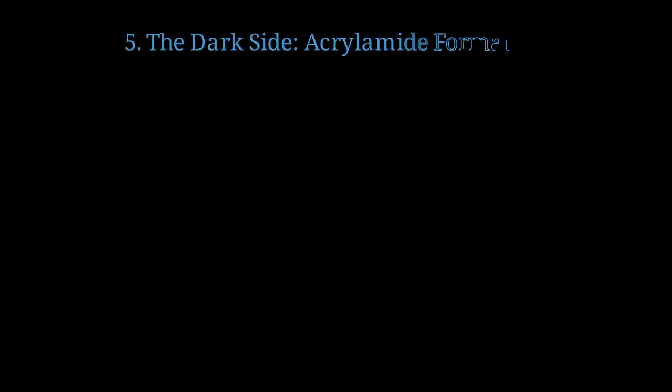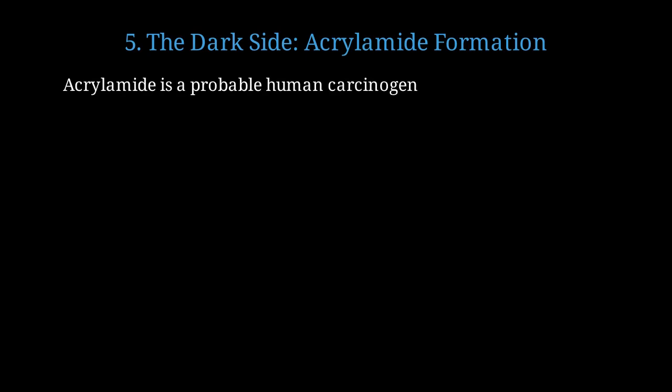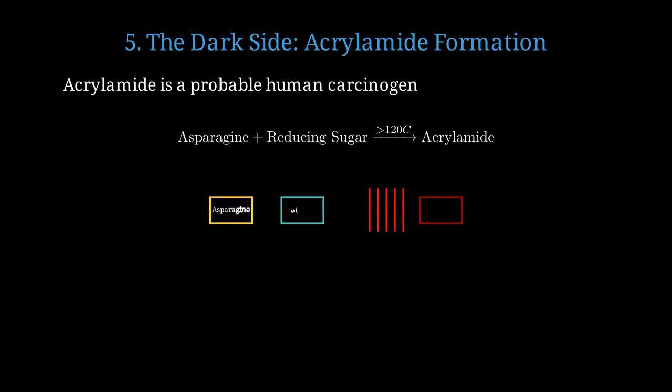Now let's examine the concerning side of the Maillard reaction, acrylamide formation. Acrylamide is classified by the International Agency for Research on Cancer as a probable human carcinogen. Acrylamide forms specifically when the amino acid asparagine reacts with reducing sugars at temperatures above 120 degrees Celsius. Asparagine, a common amino acid found especially in potatoes and grains, combines with sugars under heat to form acrylamide.